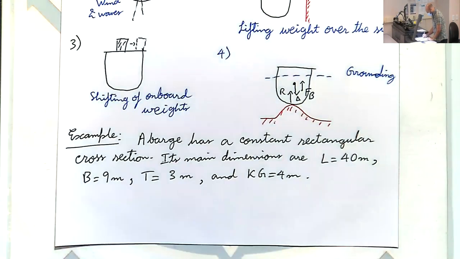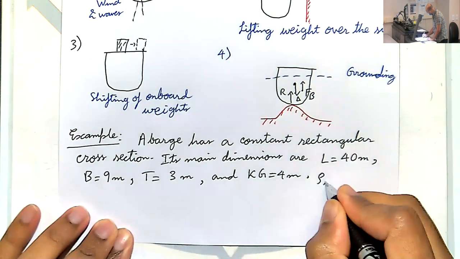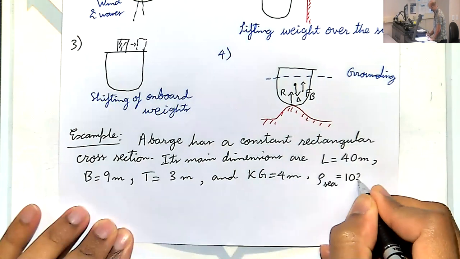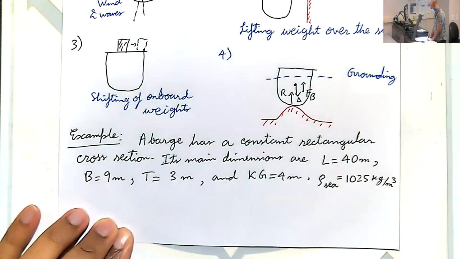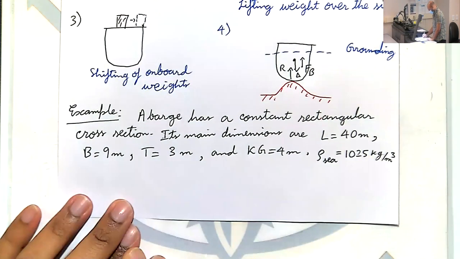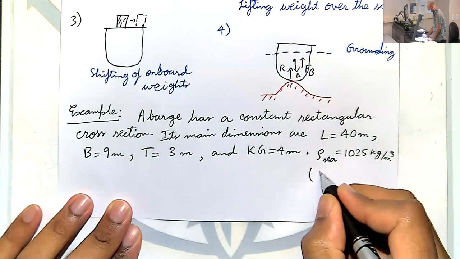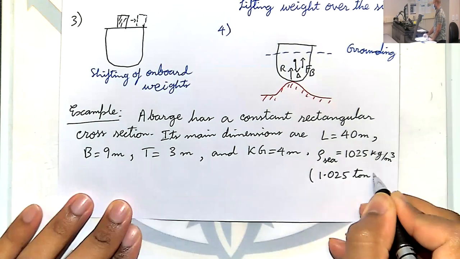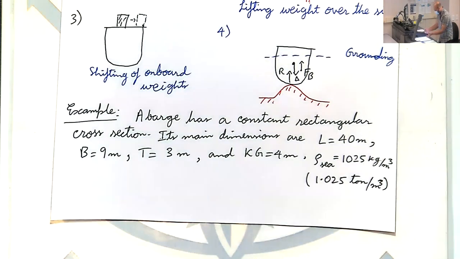All right, and we're also given rho seawater is 1025 kg per meter cube. In many places you see it expressed in tons. One ton is just 1,000 kilograms. So all that information is given, and the question is, what is the initial stability?